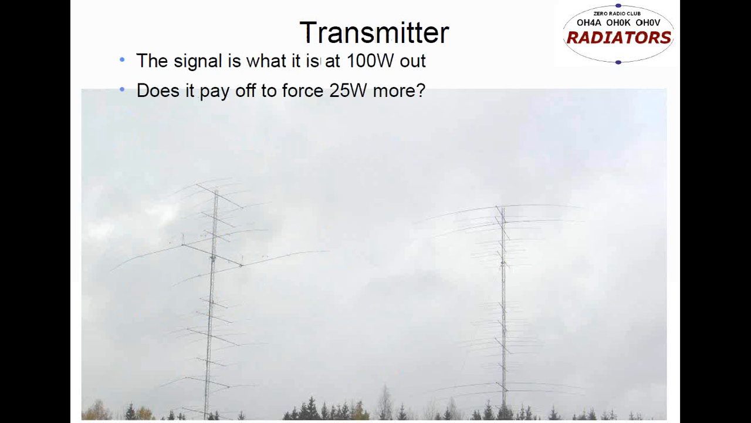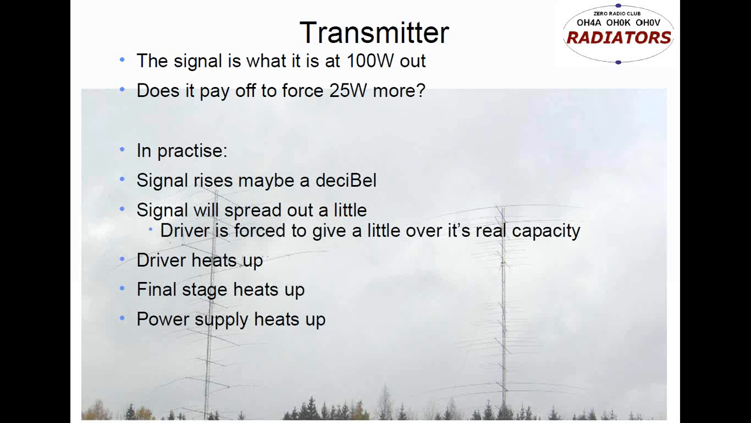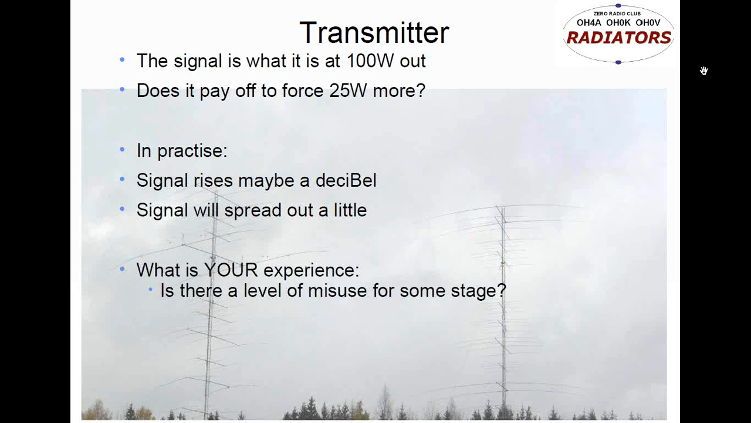So then let's go into the transmitter. Let's see what happens. I have seen some people that have been forcing a little bit more out of their transmitters than the usual 100 watts. So what happens? The real signal rises maybe a decibel, so that there would be something like 108 watts or 109, maybe even 110 watts on the channel. But what really happens is that the equipment heats up, because it's forced to give a little power over the real capacity. And the problem there is that the signal will spread out a little.